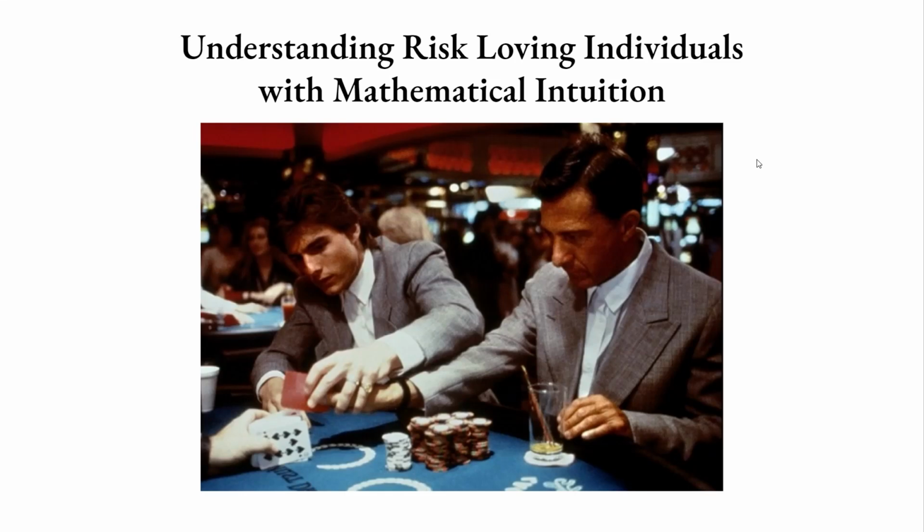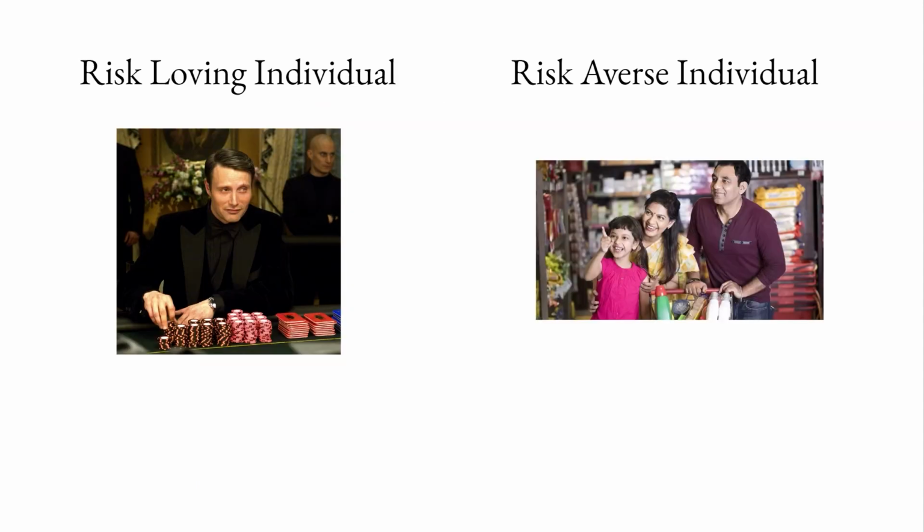Today we are trying to understand how different people take decisions in the face of risk and uncertainty, and we break down each concept mathematically, and at the end we understand through graphs how different people take different decisions. We define two types of people: risk loving individual and risk averse individual.